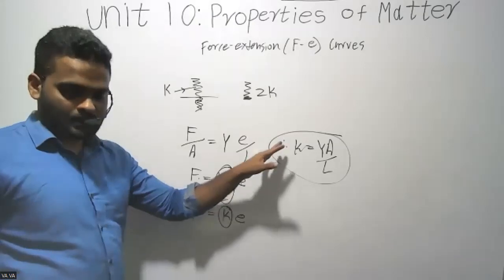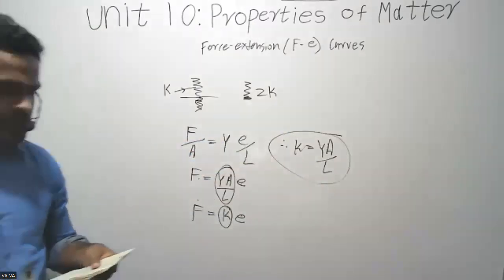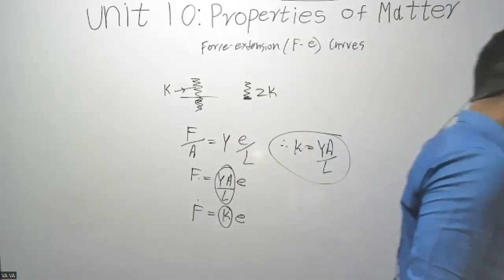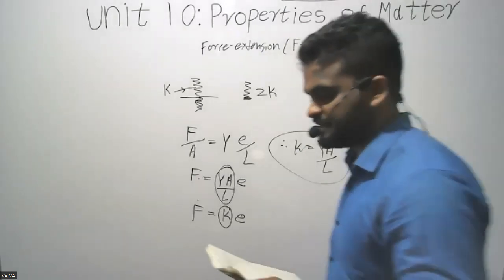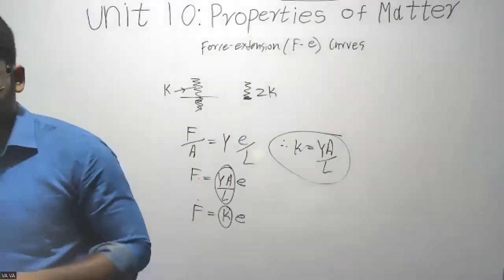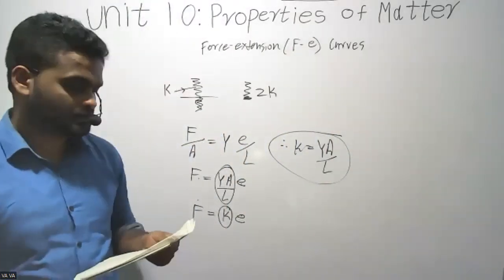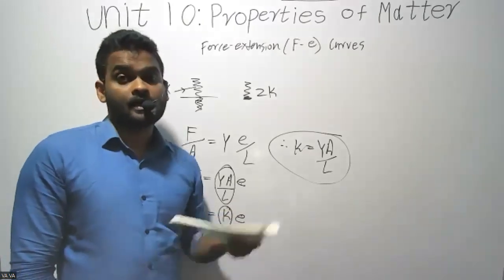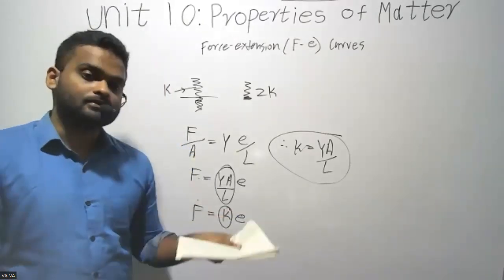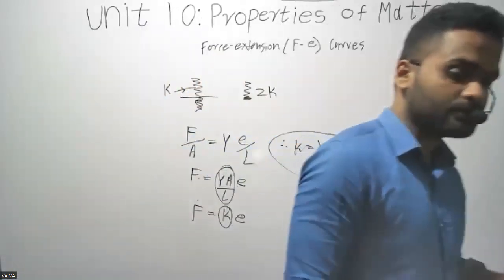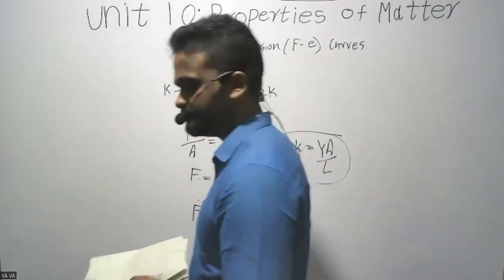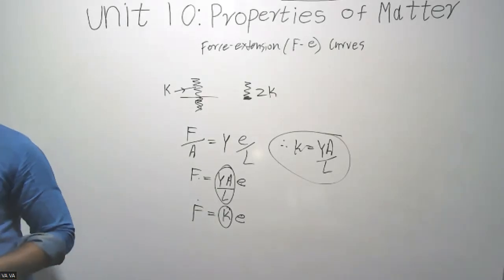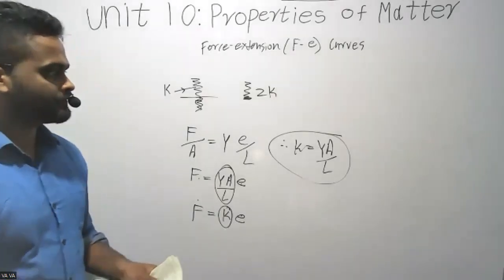Okay, right. Under this one, wires made of the same material, but different A, capital A, capital L, can have different K values. Got it? So what does this mean?